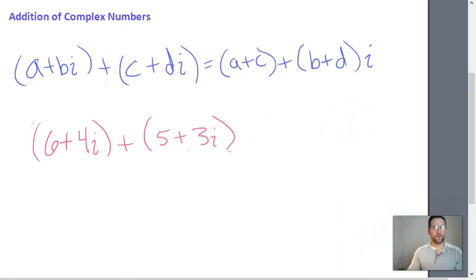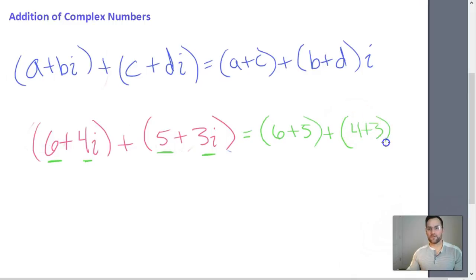So we're going to take the real part, and I'll underline that in green, so the real part, we're going to add those up separately from the imaginary part, 6 plus 5. Close those parentheses off. Then we're going to add the imaginary part to the imaginary part. So it's going to be 4 plus 3, close parentheses, i.